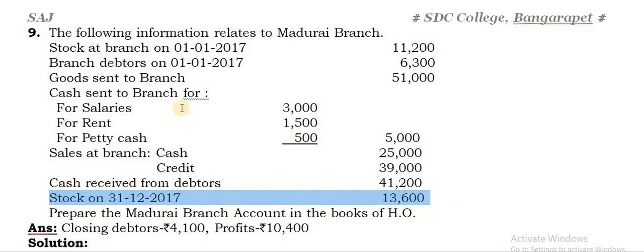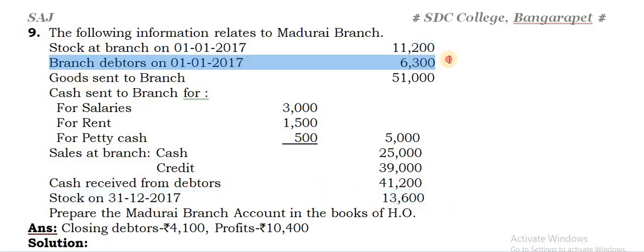So what is missing now? When opening debtors is given, closing debtors also should be there. So what is missing here? Closing debtors is missing. Therefore, you have to prepare a debtors account compulsorily here. Only then you can complete the branch account.